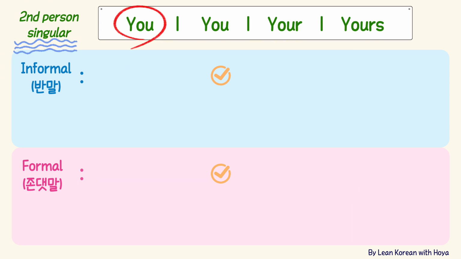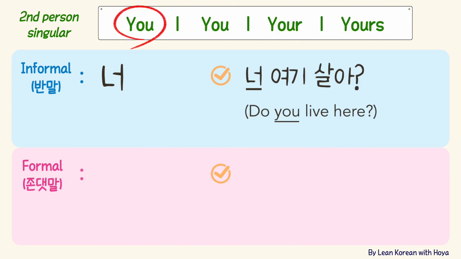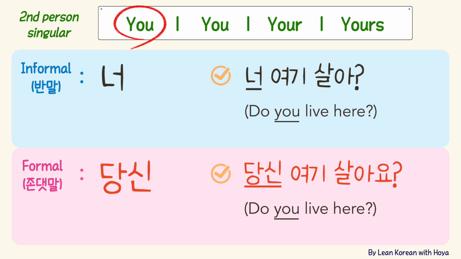Let's move on to second person singular, you. The informal version is 너. Do you live here? 너 여기 살아? The formal version for you is 당신. 당신 여기 살아요?